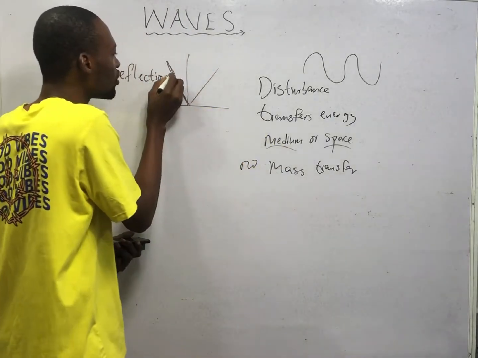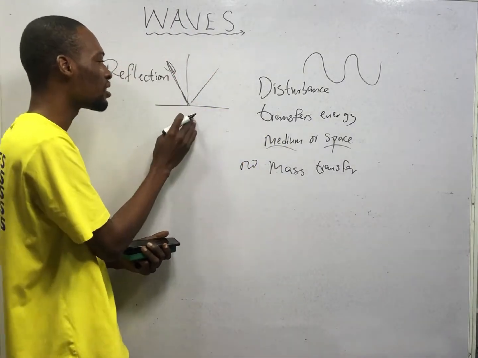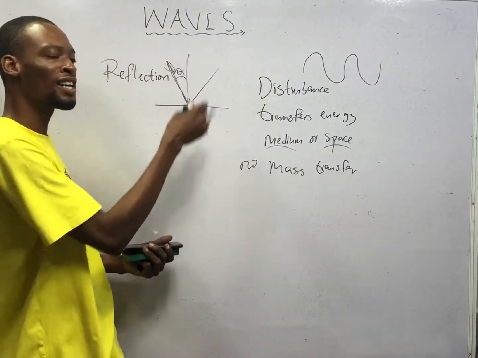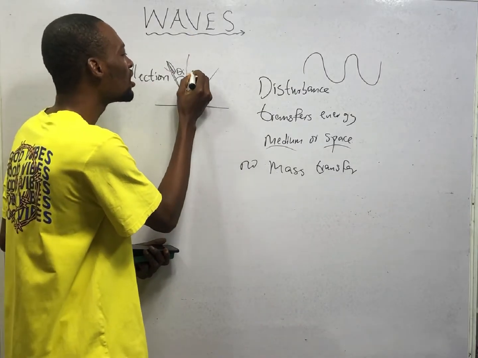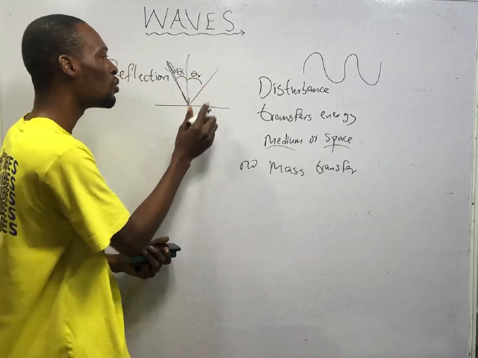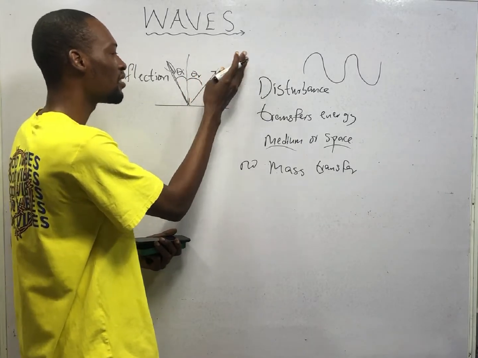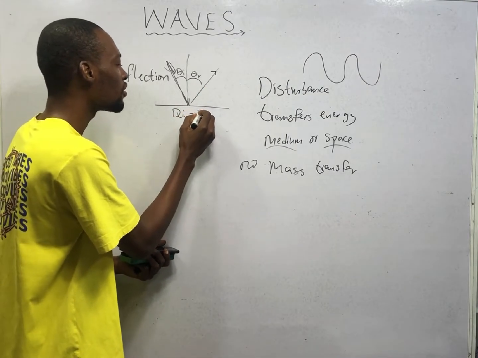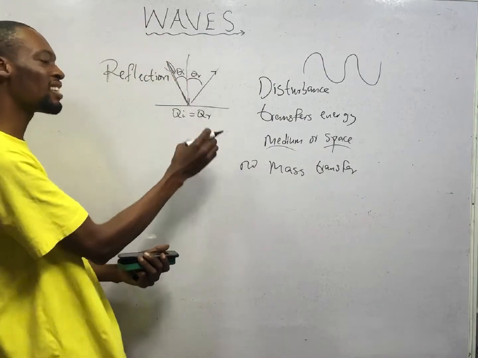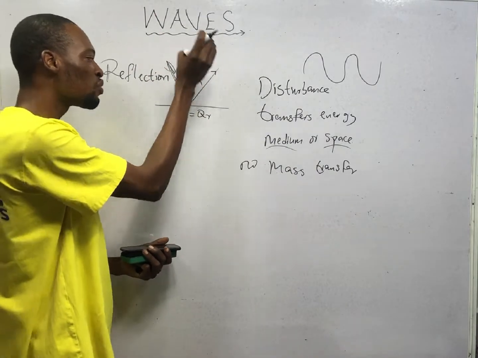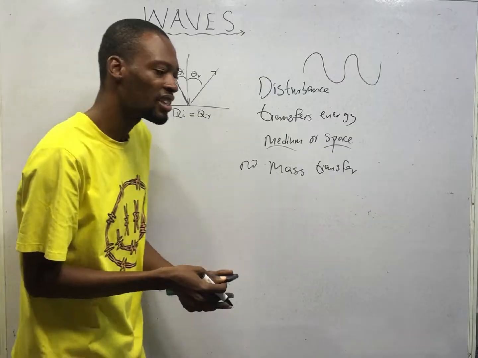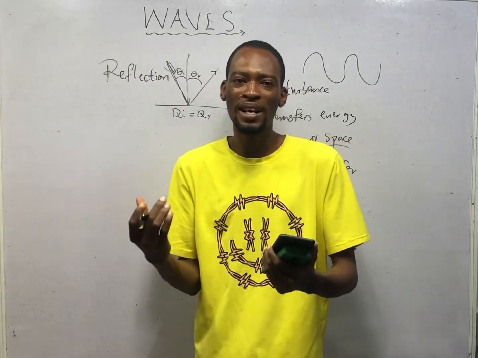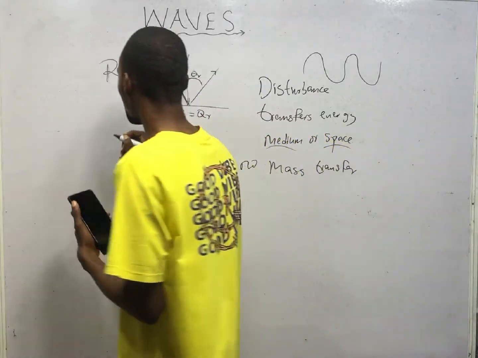So this is it. Let's say the wave is shining this way. This is referred to as the incident ray at an angle theta I, the incident angle. The wave will bounce back or reflect with the same angle. This is theta R, the reflected angle, and this is the reflected ray. Therefore, the incident angle is equal to the reflected angle. The angle at which it enters the surface is the same angle at which it bounces off the surface. That is according to the law of reflection. Another interesting property of waves is refraction.